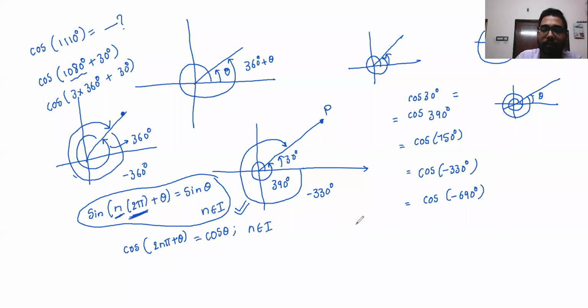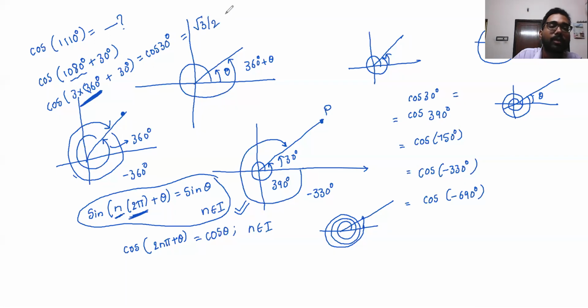So first you take a reference. 360, then again 360, then again 360. We can simply ignore this because it is the same as 0. So integer times 360, we will come back to the original position. And then from there plus 30 degrees. So this is actually equal to cos 30 degrees, because integer times 2 pi we can ignore, as we'll come to the same position. And cos 30 we know is root 3 by 2. So that's it. This is how we can find cos 1110 degrees.